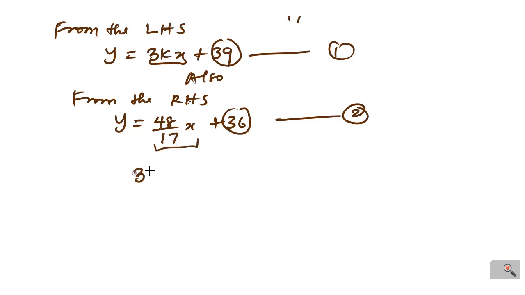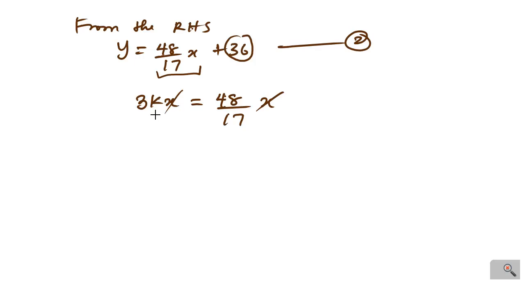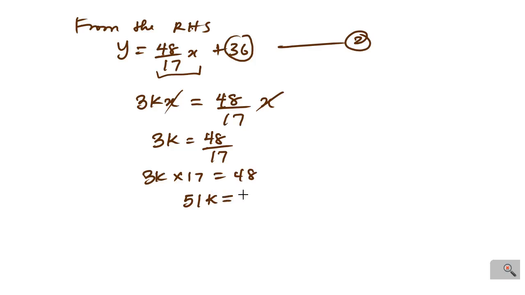So we can say that 3kx is equal to 48 divided by 17x. So this cancels this. So what do we do next? We cross multiply. If you check the first video, I actually did something like this there. Before I cross multiply, we have 3k is equal to 48 over 17. So 3k times 17 is equal to 48. So 3k times 17, that is 51k, is equal to 48.